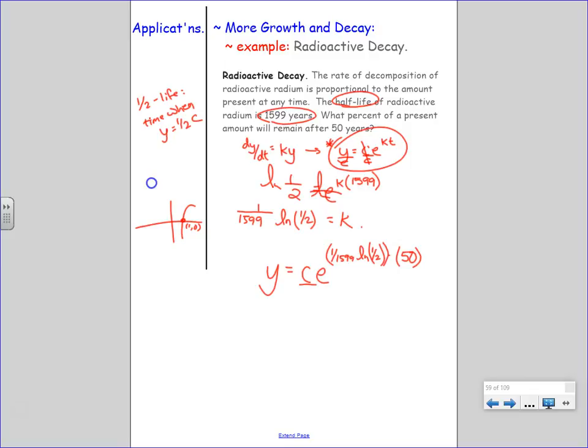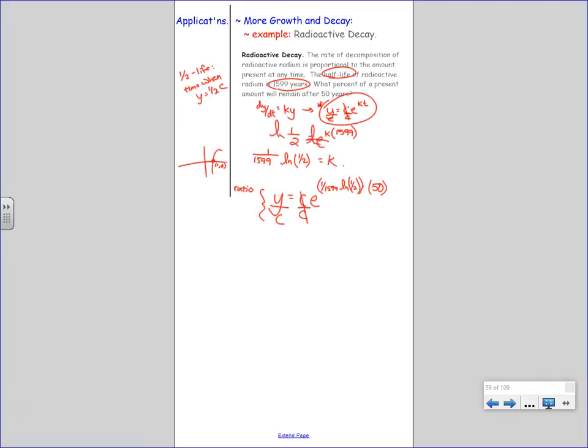So technically the ratio of what you have to what you started with denotes not the percent, but we can find the percent, right? So when the ratio, when the percent, we're solving for the percent, never mind. We're solving for the ratio. So y over C is equal to, we could do 50/1599. We could just plug and chug this into our calculator, I suppose. Let's just plug and chug it, because it's not going to be pretty even if we do the 50 divided by 1599 anyway.